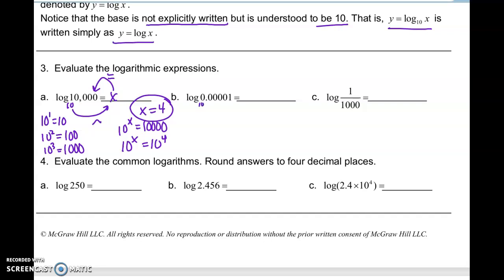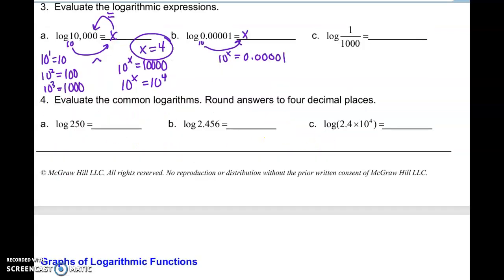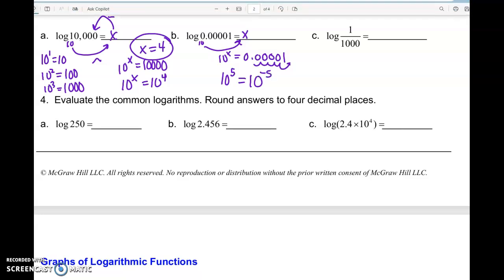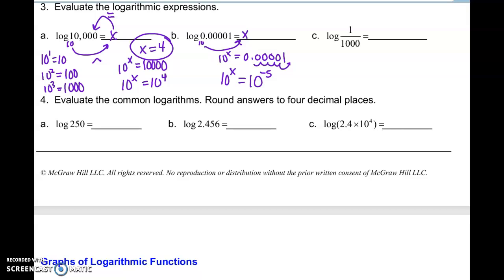The next one, there's a base of 10 here, so I'm going to say 10 to the x equals 0.00001. Now this one we haven't seen before, but this is a power of 10 also, but it has a negative power. If we were to rewrite this, 1, 2, 3, 4, 5, that is the same as saying 10 to the negative 5th power. I meant to write x here. Because we can rewrite this in kind of a scientific notation. So the missing value here would be x equals negative 5.